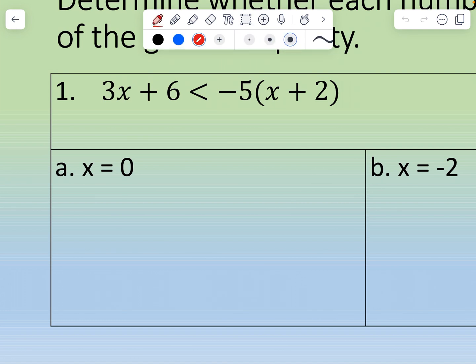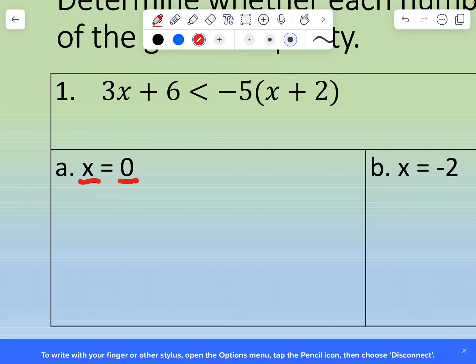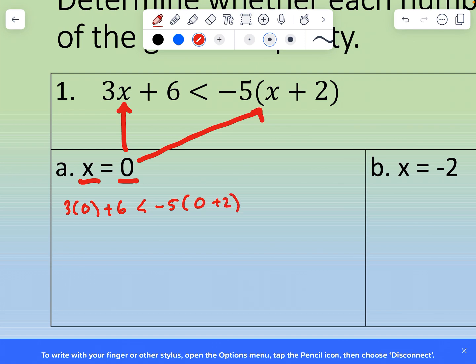So it's telling me that x is equal to 0. Therefore, I'm going to take 0 and plug it in for my x, such that I get 3 times 0 plus 6 is less than or equal to -5 times (0 plus 2). So that's going to turn into 6 is less than or equal to -5 times 2, and I get 6 is less than or equal to -10. Which is definitely not true, so no, this would not be a solution.